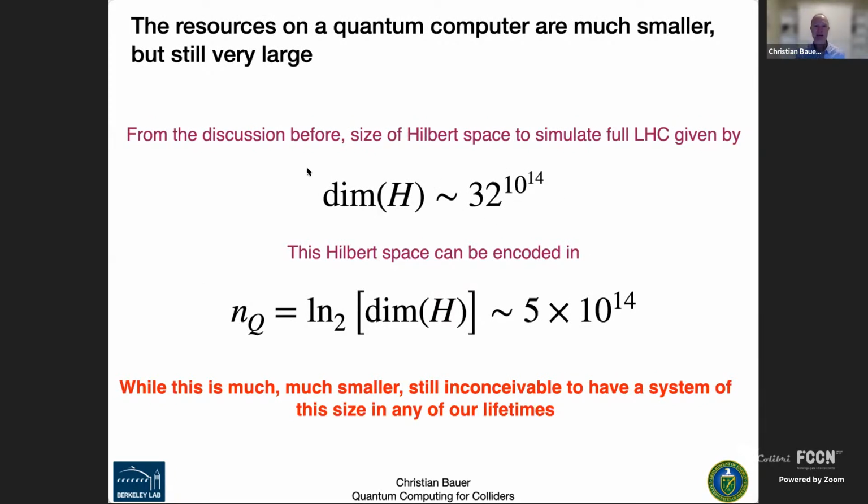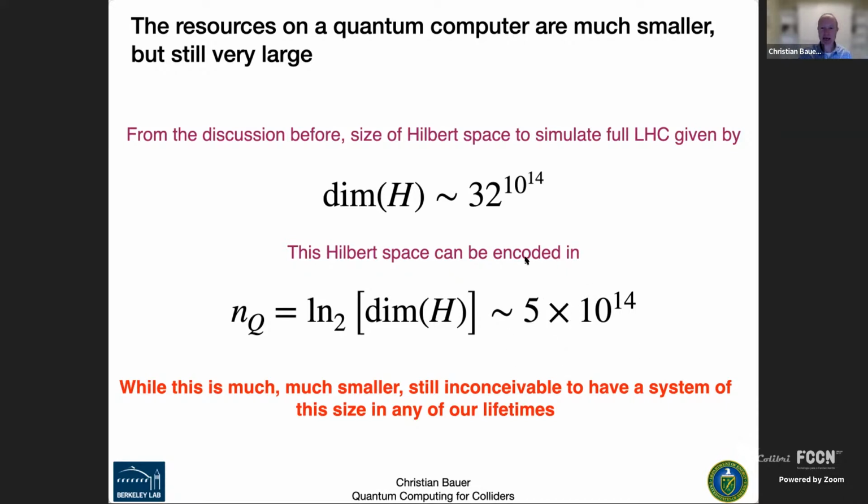Namely, if I take my Hilbert space, 32 raised to the power of 10 to the 14, as I said, that's an unimaginably large number. But the log of that, okay, it's still a large number, but 5 times 10 to the 14, I can at least write on a piece of paper, right? It's a 5 with 14 zeros. And so I think it is hard to overstate how important this paper was for this kind of work.